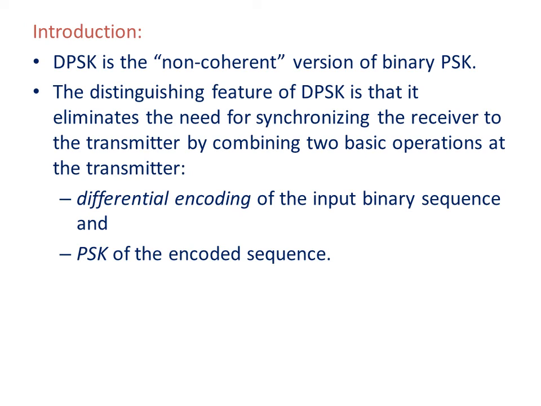So let us see the encoding operation later. And the second one is PSK of the encoded sequence. After encoding the bits, that is data, the simple PSK operation is considered. That means if the encoded bit is 1, it is sent as it is, with one particular carrier frequency and one particular phase. And if it is 0, a 180-degree phase shift with respect to the previous bit is considered while transmitting the signal. So that is the simple PSK operation considered after encoding.